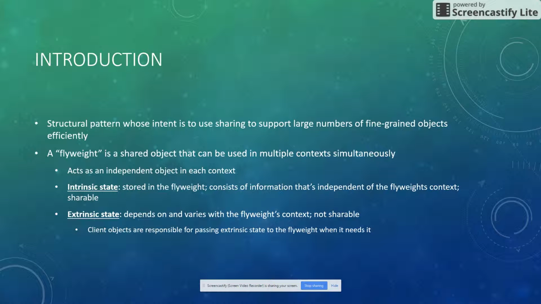We'll be using two key concepts throughout this presentation. Intrinsic state, which is stored in the flyweight, consists of information that's independent of the flyweight's context, so it's shareable. And then extrinsic state depends on and varies with the flyweight's context, so it's not shareable. That means the client objects are responsible for passing extrinsic state to the flyweight when it needs it.